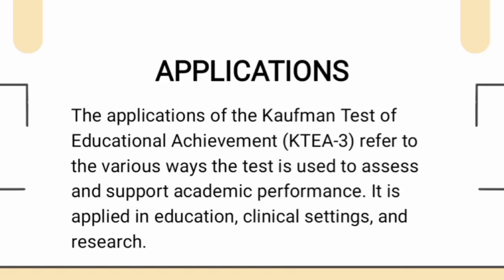Applications. The applications of the Kaufman Test of Educational Achievement refer to the various ways that the test is used to assess and support academic performance. It is applied in education, clinical settings, and research. So, to identify students' strengths and weaknesses, diagnose learning disabilities, and study academic achievement trends, these applications help educators, psychologists, and researchers make informed decisions about interventions, accommodations, and instructional strategies.